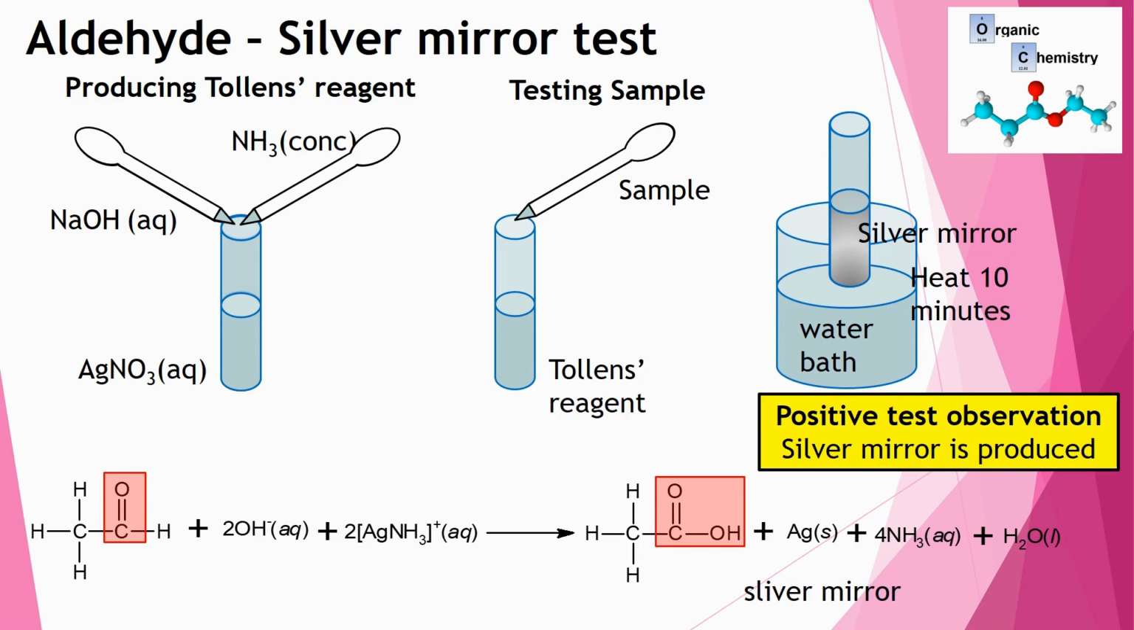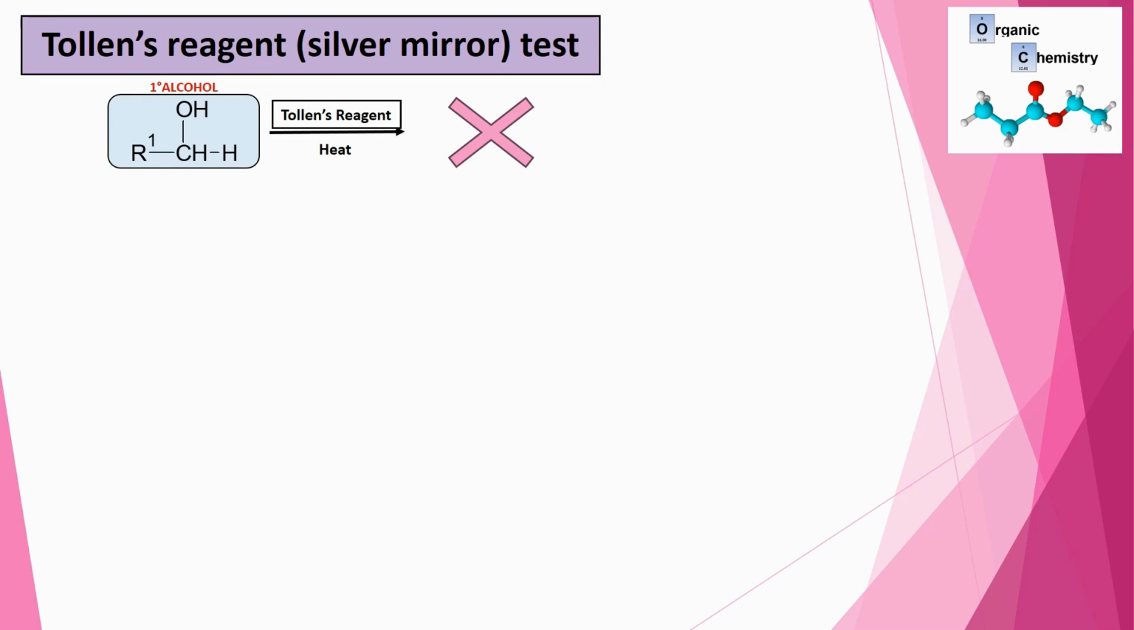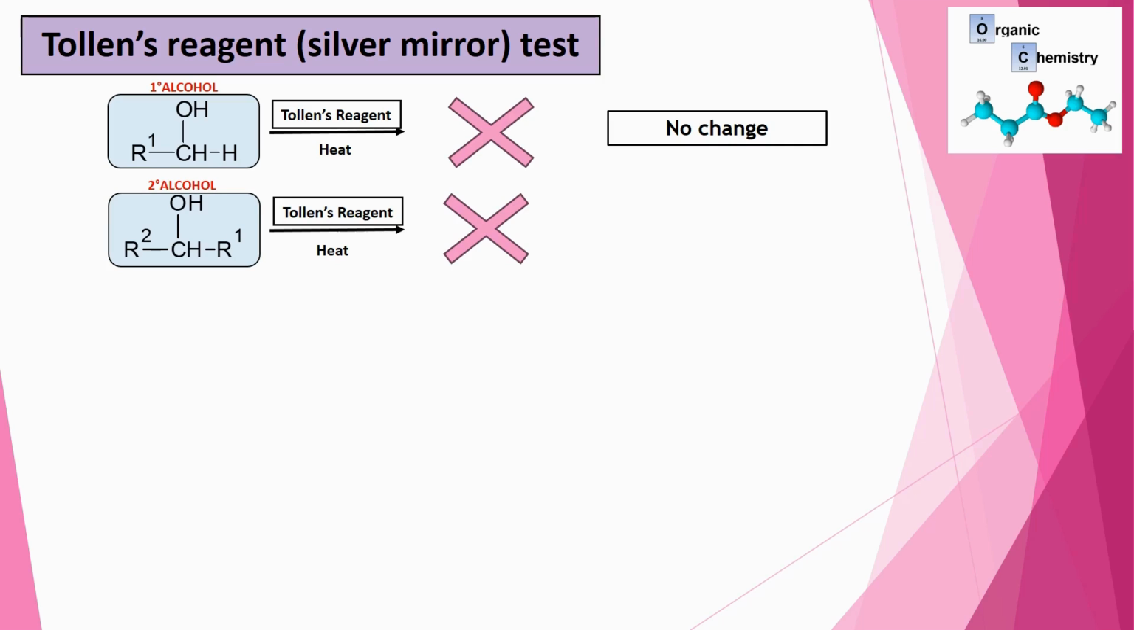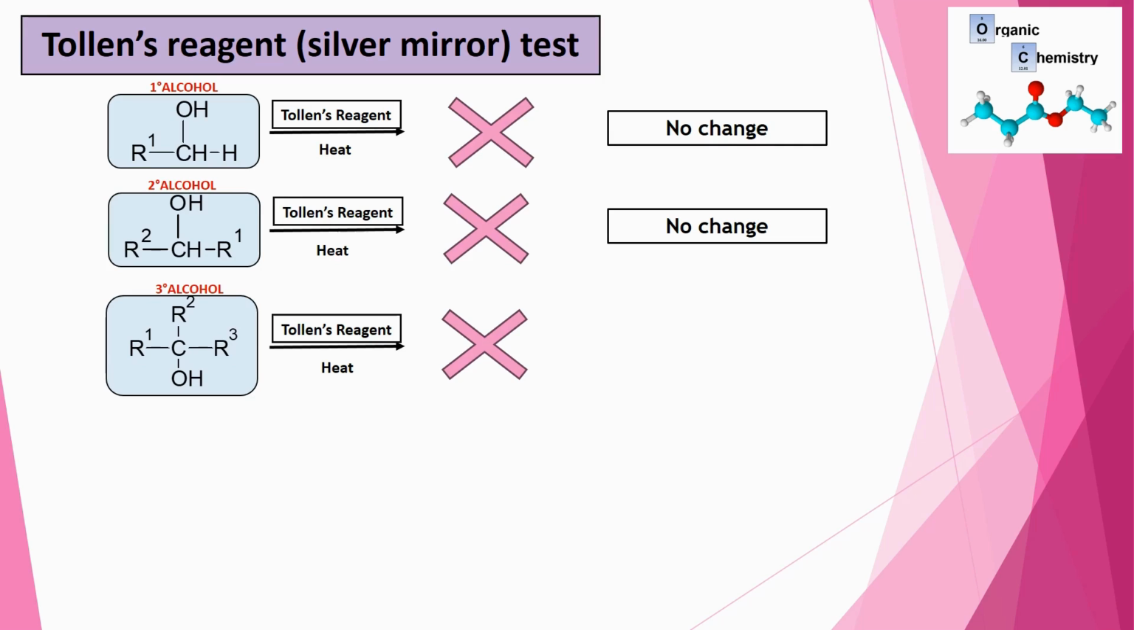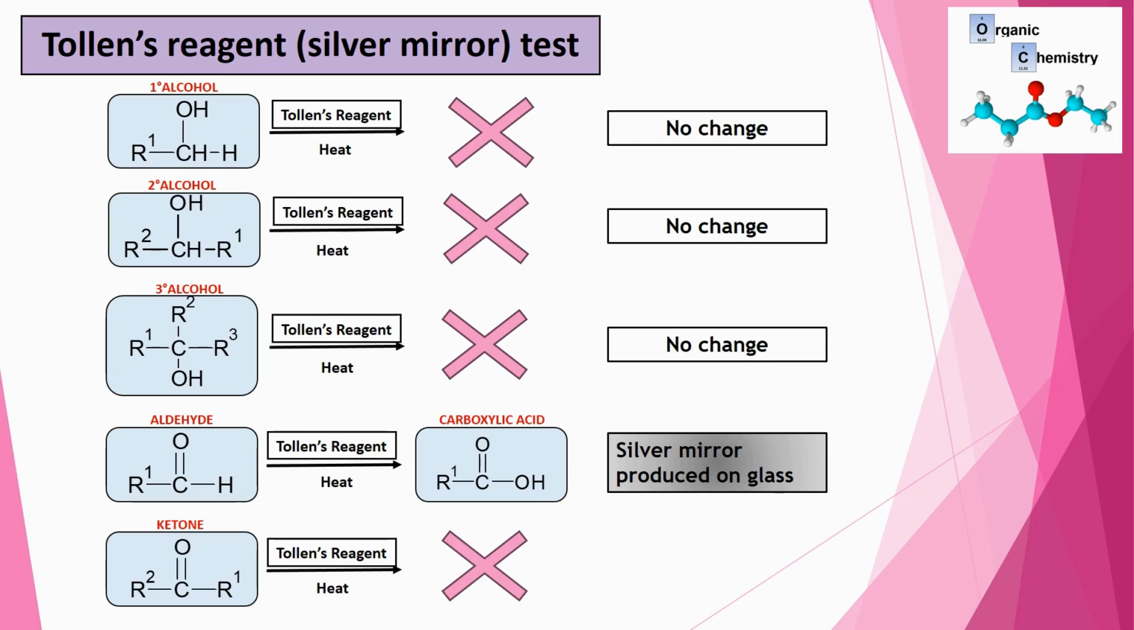But we're interested in this positive test. Now, it doesn't work for a primary alcohol, isn't strong enough to oxidize a primary alcohol, no change, isn't strong enough to oxidize a secondary alcohol. Of course it won't oxidize a tertiary alcohol, nothing does, but it is strong enough to oxidize an aldehyde and turn it to a carboxylic acid. We produce a silver mirror, a definitive test, my favorite one really for identifying an aldehyde.